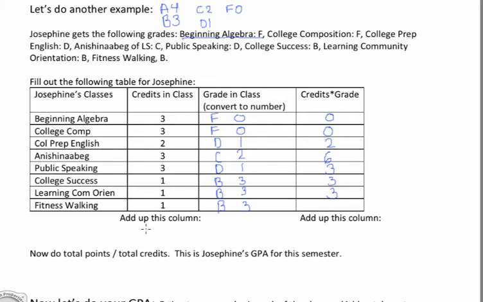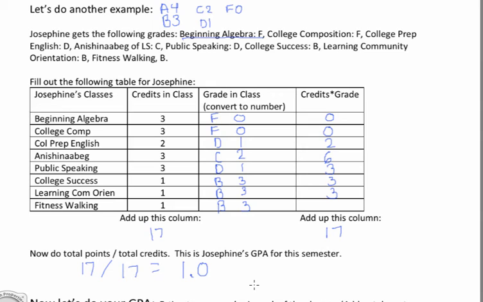So then add up both your columns, find the number of credits. Again, it's 17. And then when I add up this column, 6, 7, 8, 9, 10, 17. So total points divided by total credits equals a 1.0. Josephine only got a 1.0 this semester.